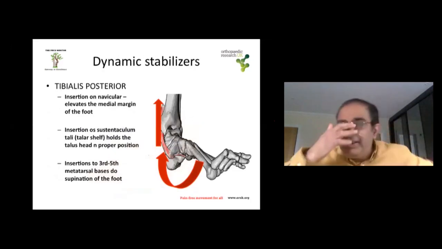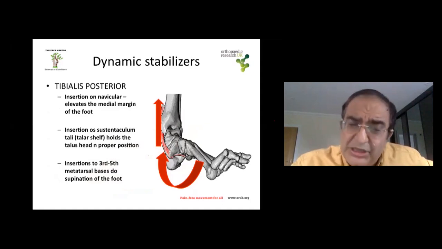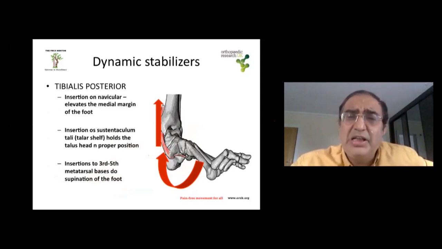So as we already said, the tibialis posterior has got 3 important roles because of its multitude of attachments to the foot. Through the attachment to the navicular, it raises the medial margin of the foot. Through the attachment to the sustentaculum, it supports the talus. And through the attachment to the metatarsals, it supinates the foot.